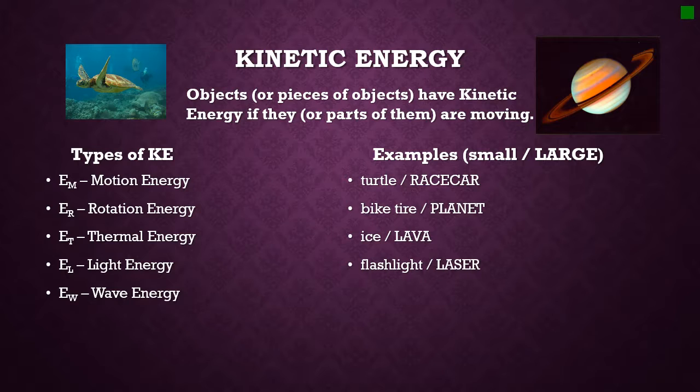And the final type of energy is E_W, wave energy. And we're going to focus a lot on this one later on. In fact, we're going to do an entire unit on wave energy. But anything that travels in waves, and a little bit of light is included in this, but sound, liquids, things of those natures, air, has what we call wave energy. So an example of something that has a small amount of wave energy might be a whisper, and something that has a large amount of wave energy might be a tsunami or an earthquake.